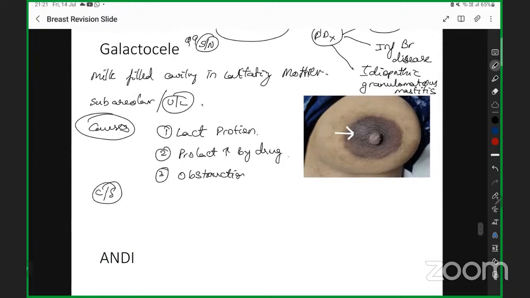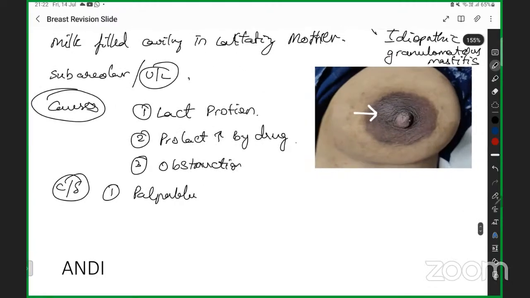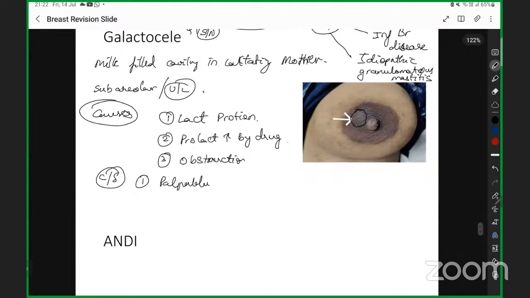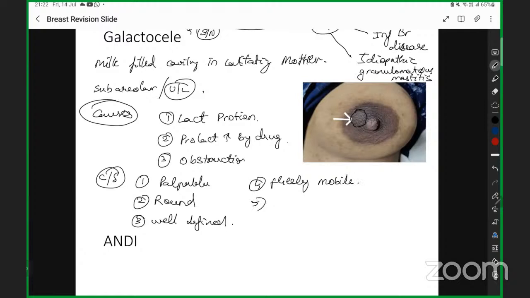Now coming to the clinical features, very easy guys. Number one, the swelling is going to be palpable. Can you see here? So this is what it is, a palpable swelling in the areola. Second, it is going to be round. Number three, it is well defined in nature. Number four, it is freely mobile. And number five, there is no fever. Underline this, write it in bold letters: there won't be any fever, there won't be any pain. They will have just a swelling.